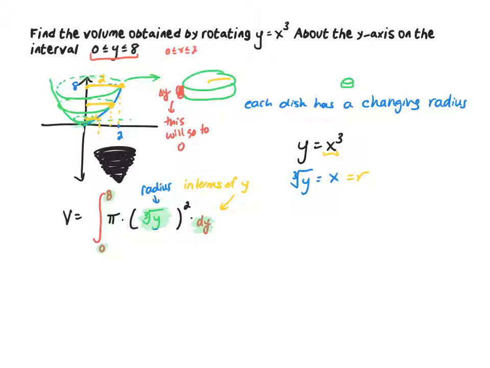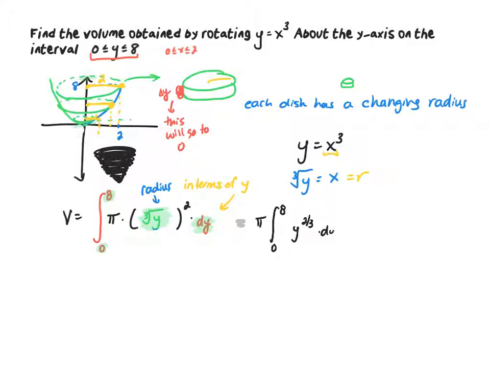And then from there, we're just going to integrate. So I'm going to rewrite the function. I'm going to square and remove the pi. So from 0 to 8 of y to the 2/3 power in this situation.